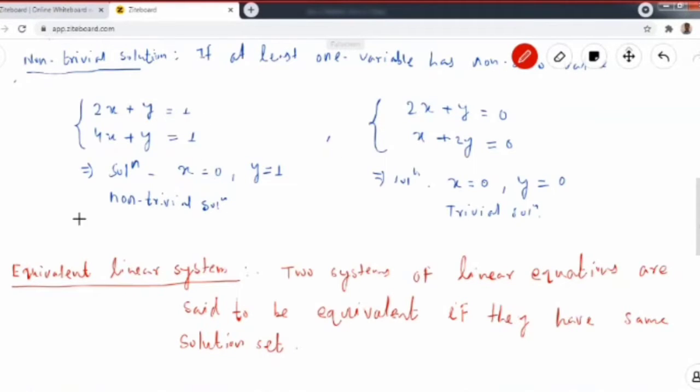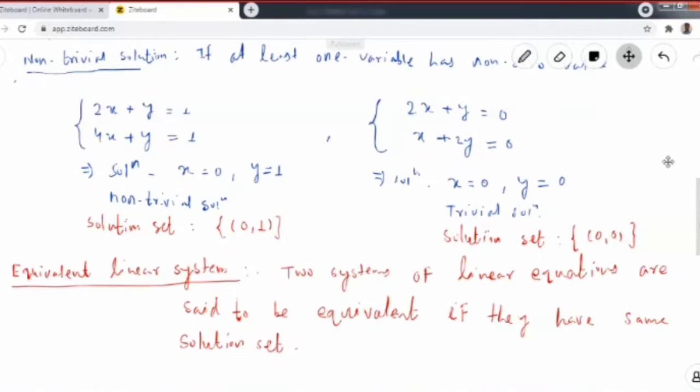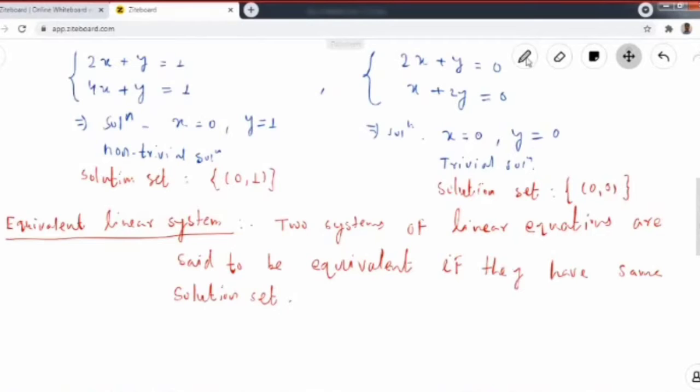So for example, in this case, if I ask what is the solution set, this is a set first of all. Here we have only one pair, (0, 1). This is the solution set, because there is only one solution. But it is not always the case that a system will have a unique solution. A system may have no solution or maybe infinite solutions.